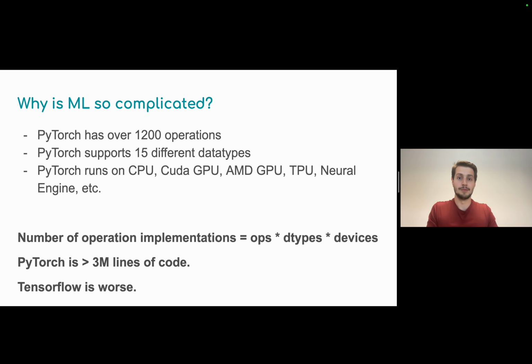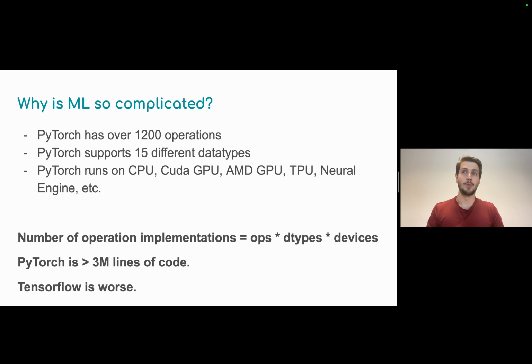The machine learning software ecosystem is very, very complicated. PyTorch is one of the most famous libraries out there. It has over 1,200 operations and over 15 different data types. It runs on a ton of different kinds of devices: CPU, CUDA, AMD, TPUs, some NPUs out there.